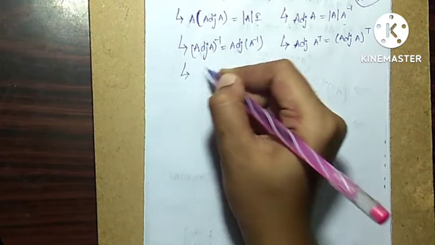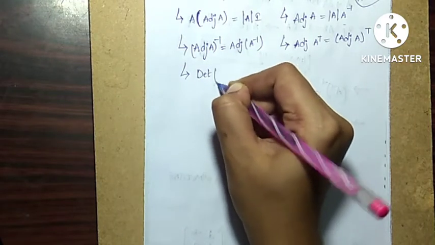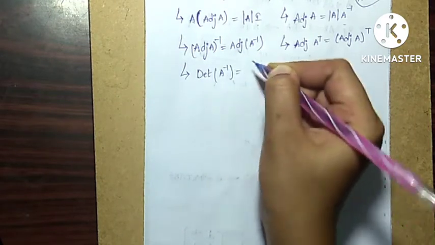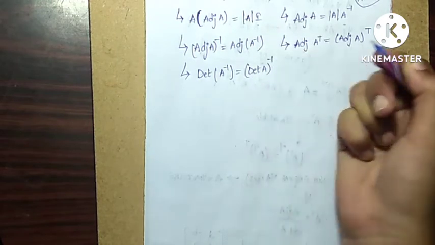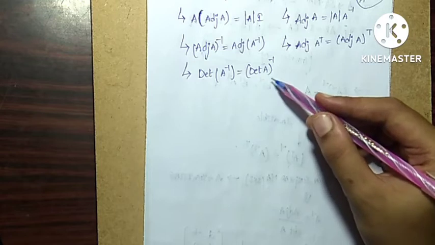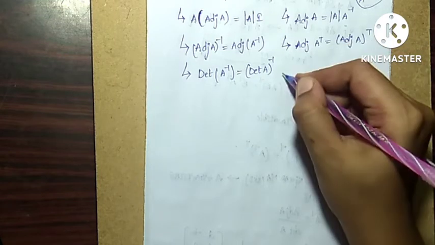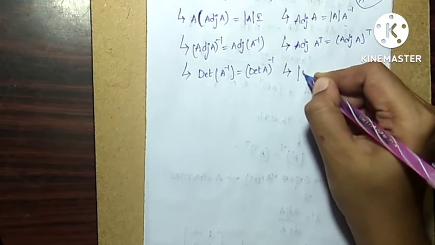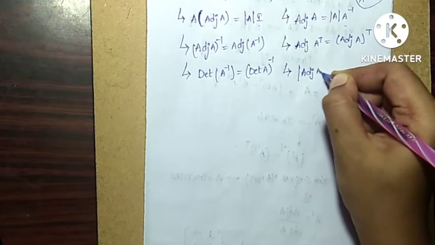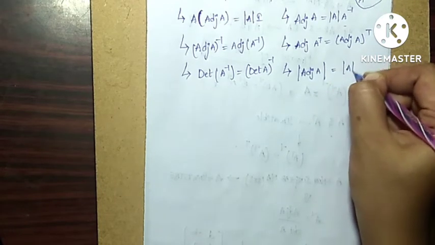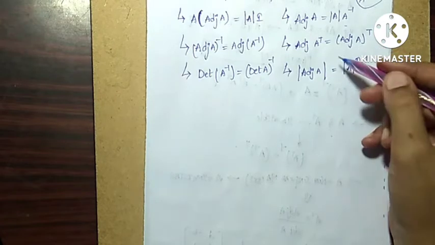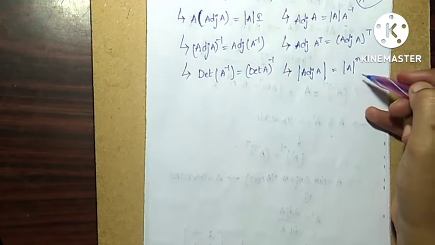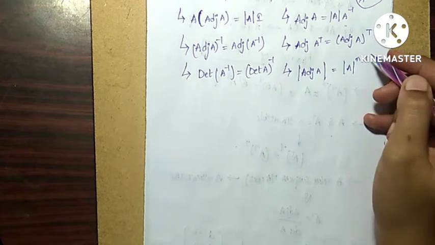Next, our fifth condition is det of A inverse is equal to det A whole inverse. Now our sixth condition is mod of adj A is equal to mod A to the power n minus 1. Mod of adj A is equal to mod A whole to the power of n minus 1.